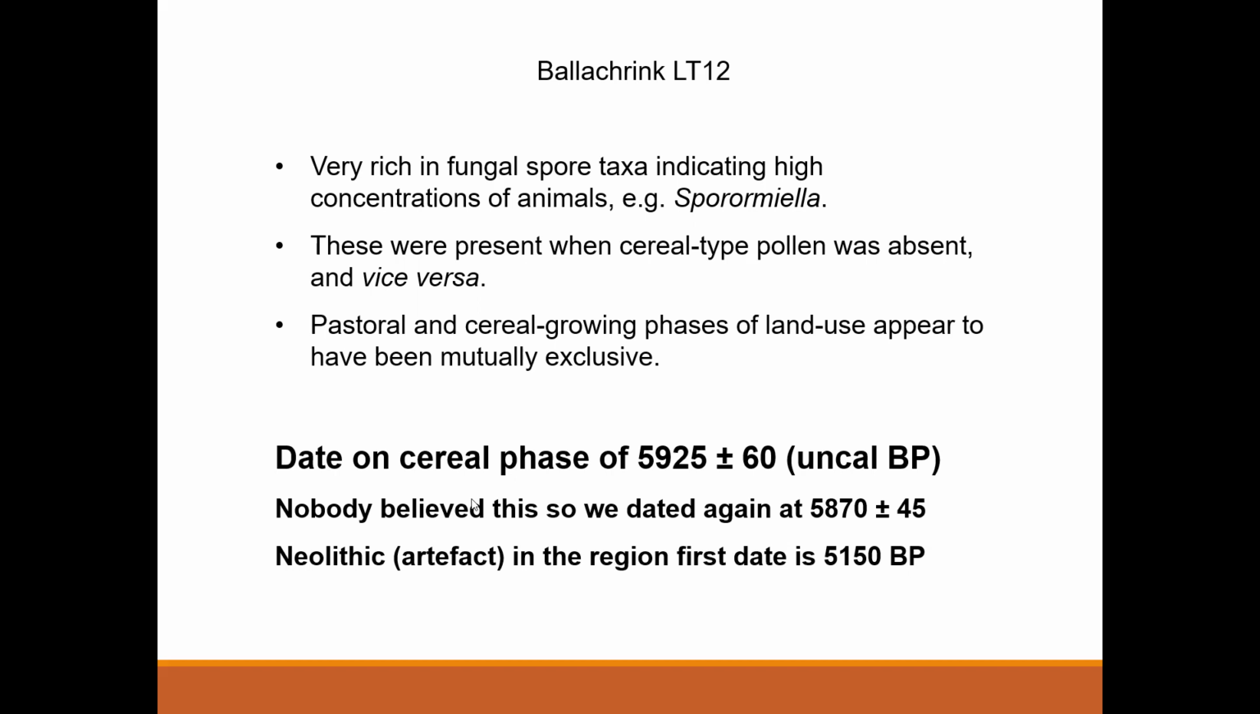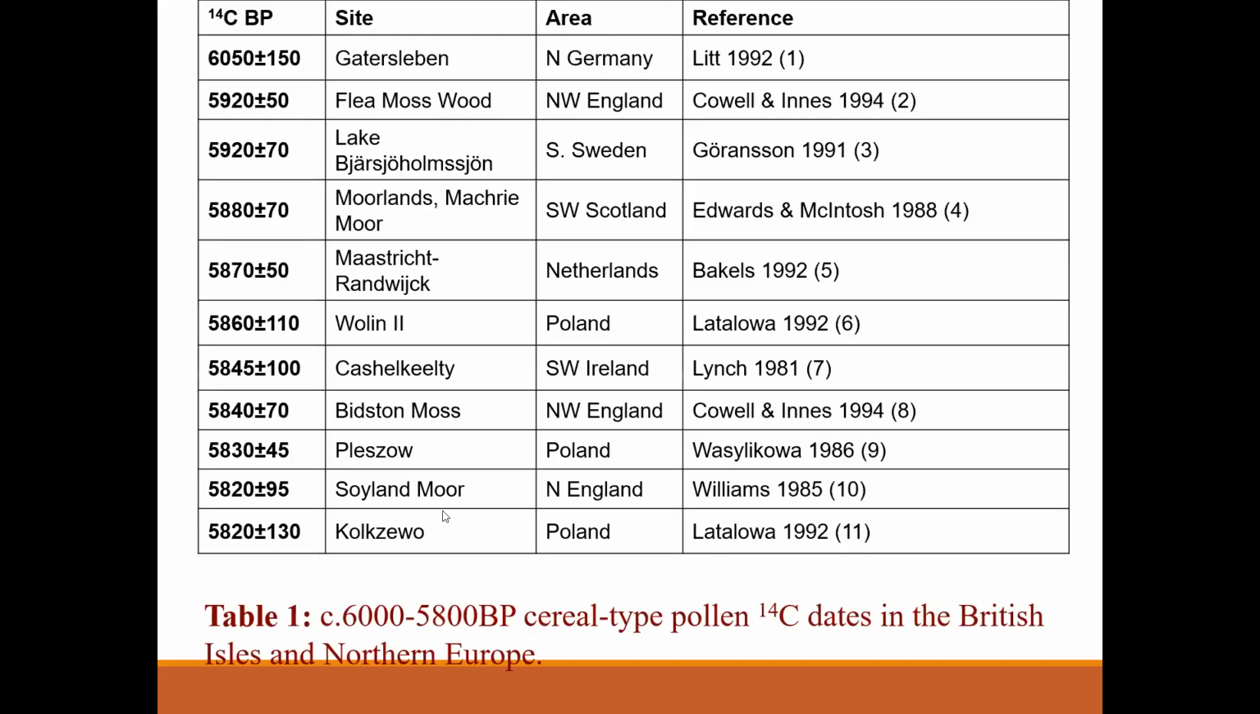So there's a number of aspects to this which are interesting, one of which is you've got pastoral and cereal-growing phases of land use, if you take the interpretation at face value, and they appear to be mutually exclusive, which would suggest that the Mesolithic people had a way of excluding animals, field boundaries, or just overhunting them. We obviously don't know.